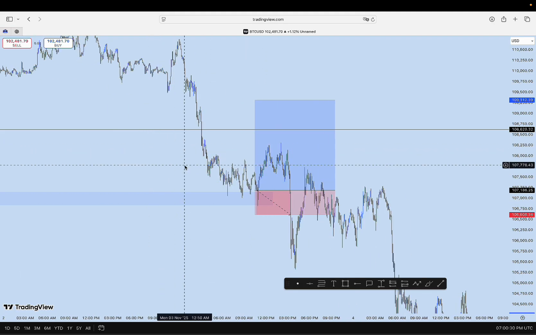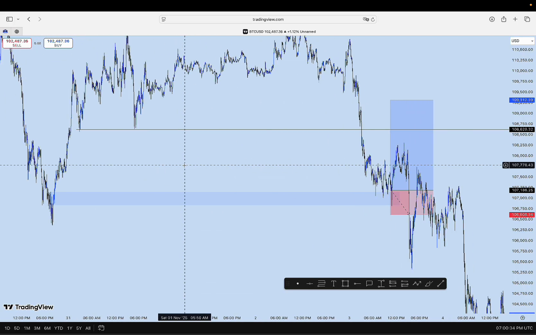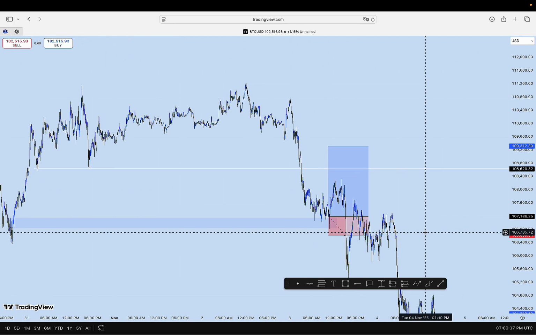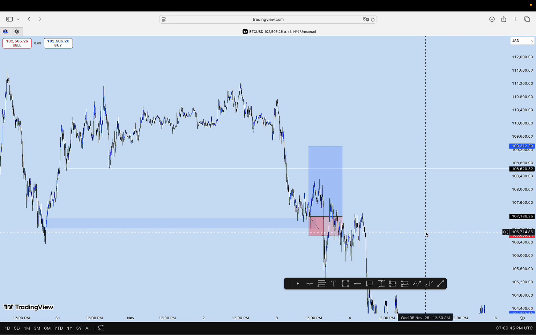So these are the trades that we took. It's been a wonderful week, even though we took some losses, but the profits are worth it. You get it. Thank you guys, and see you next week.